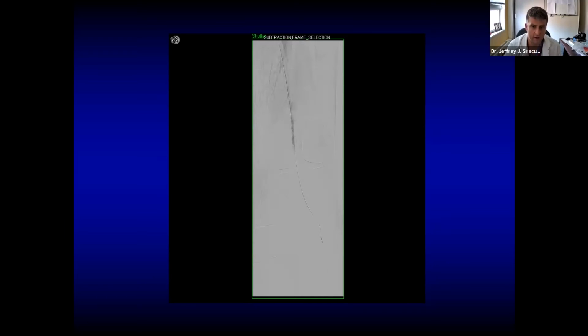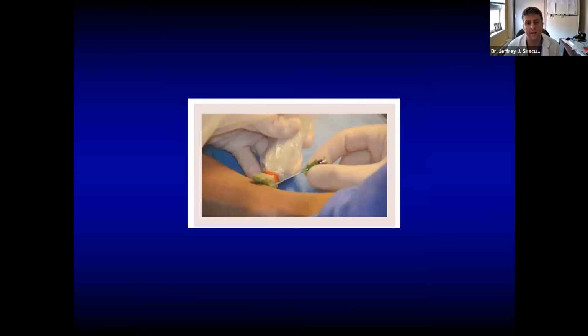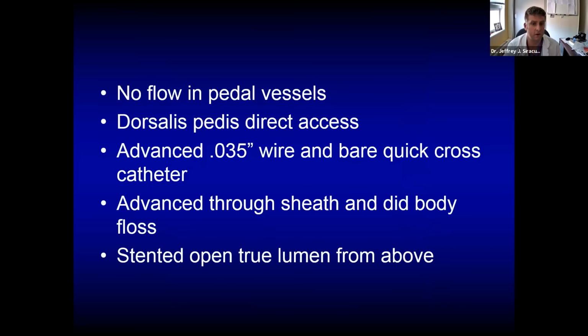I put an ultrasound on the foot, a hockey stick ultrasound, and there was no flow in the dorsalis pedis artery in the foot right before the TMA. What I ended up doing was attempting to access this vessel that had no flow in it, but I was able to see with ultrasound that I was in the lumen of the vessel. I was able to get a .035 wire up and use a Quick-Cross catheter to follow it.